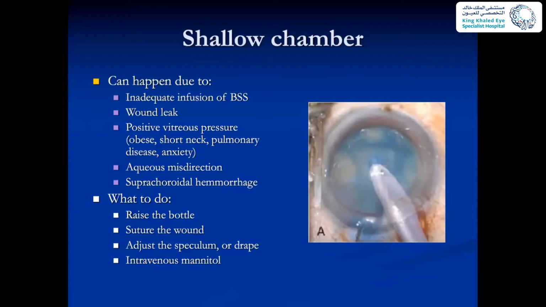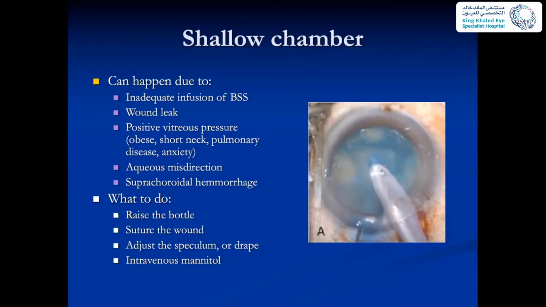Another reason for shallow chamber during the surgery is aqueous misdirection. This happens when the fluid goes behind the lens in the anterior vitreous space and pushes the iris lens diaphragm forward, so that you will not have space for phacoemulsification, and you might encounter complication, either corneal or posterior capsule hit. Also, the suprachoroidal hemorrhage, which is a disastrous complication during the surgery, can be manifested early on by shallowing of the chamber, followed by decreased red reflex and the other sequelae of the suprachoroidal hemorrhage.